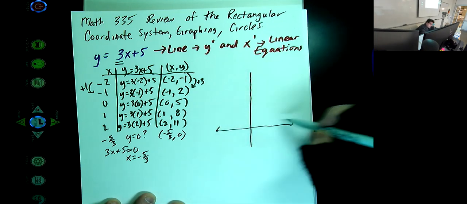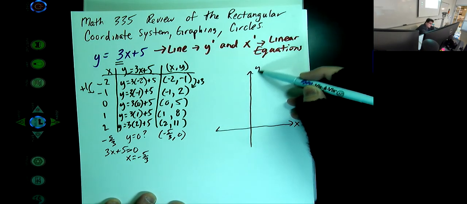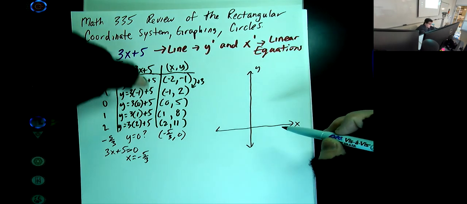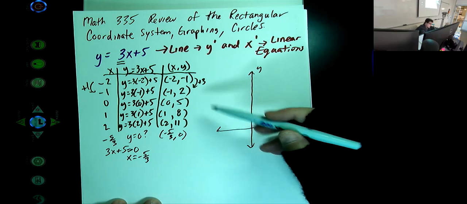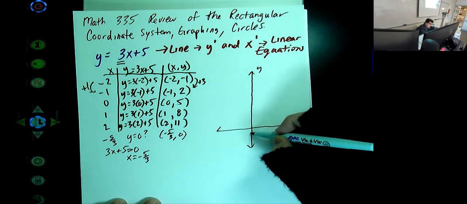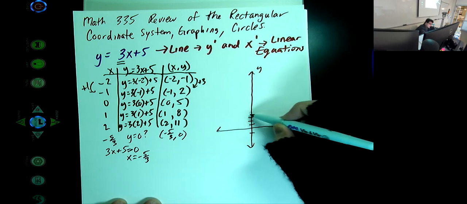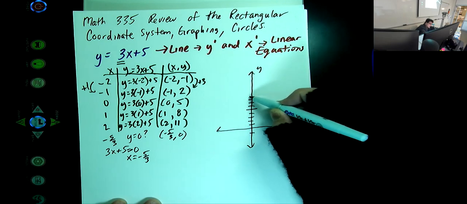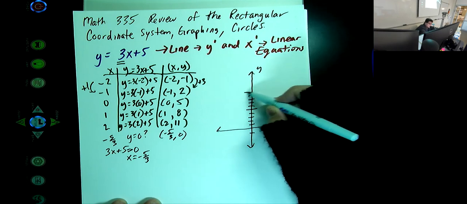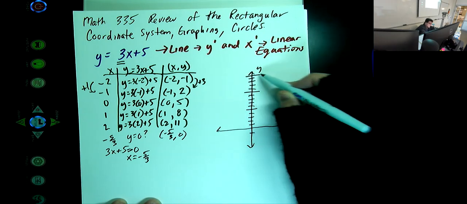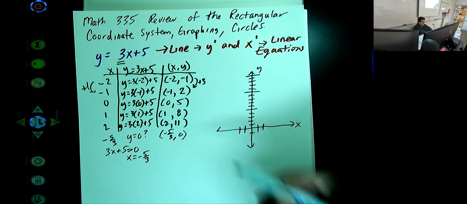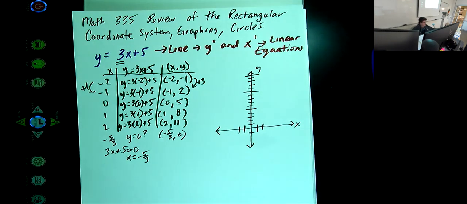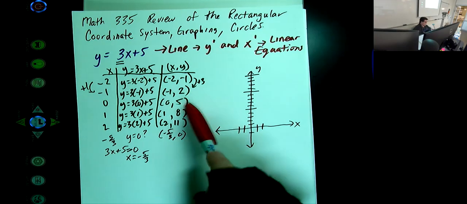When I'm hand drawing my graph, I tend to look at the total width of my numbers. How far is x going? It's going from -2 to 2. How far is y going? It's going from -1 to 11. So I made my y-axis up top much longer than I did below because I didn't need a long one below. So I use the points over here to guide me.